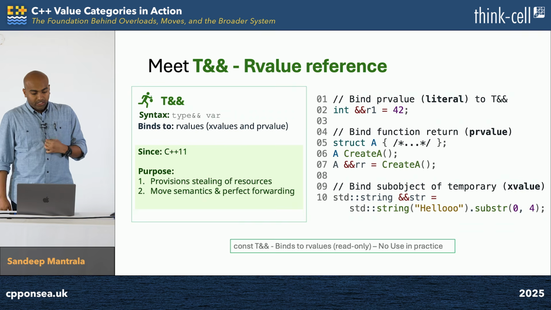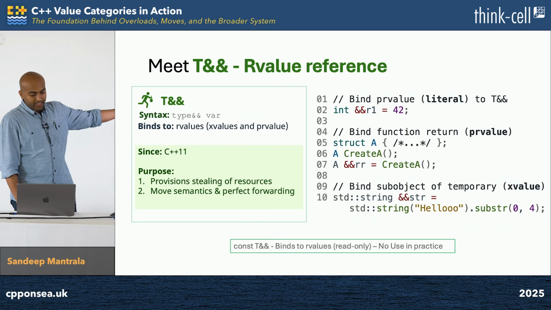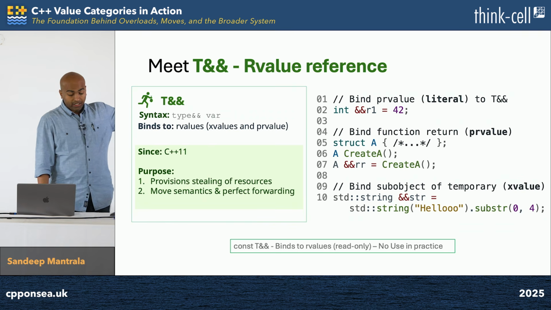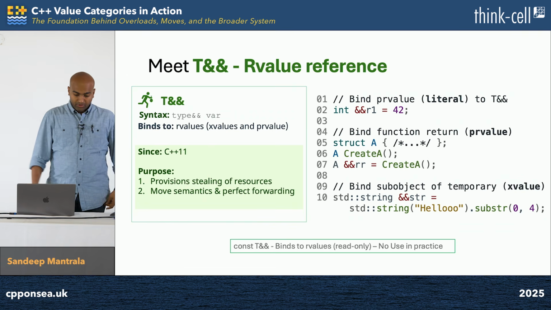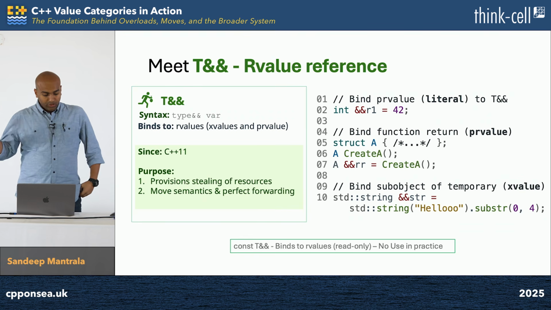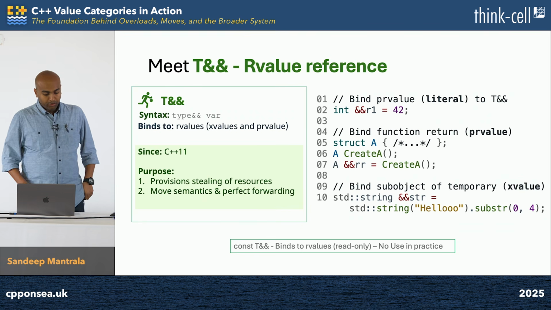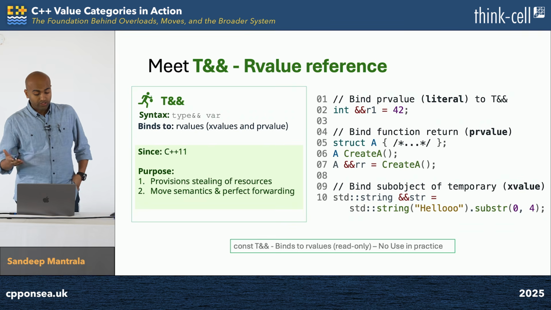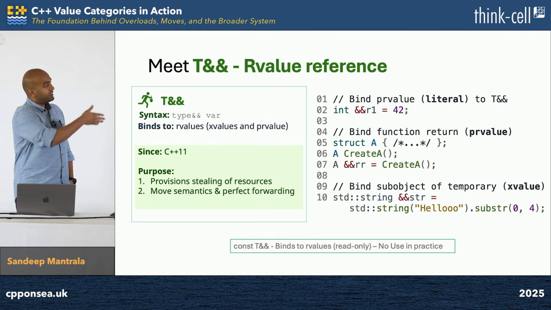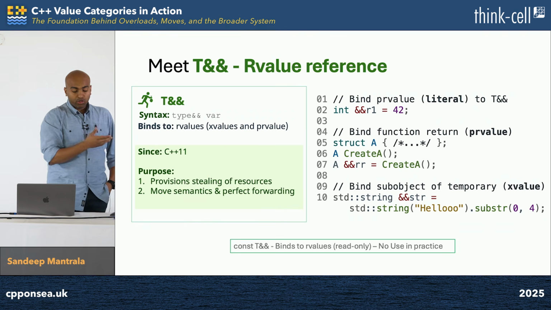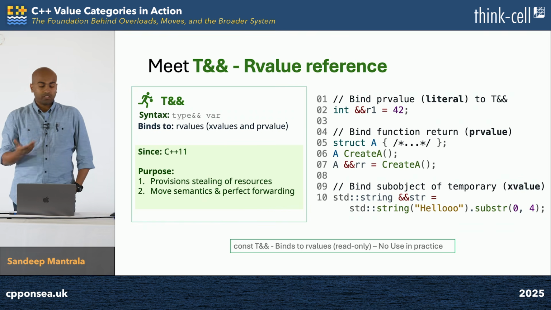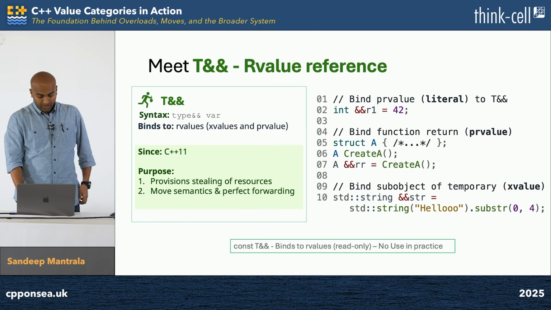Examples of T&&. First of all, the syntax is the type, two ampersands, and the variable name. It binds to R values, we spoke about it. It provisions stealing of resources. Because of this R value reference introduction, it is now able to implement move semantics and perfect forwarding. We'll look into those a little later.